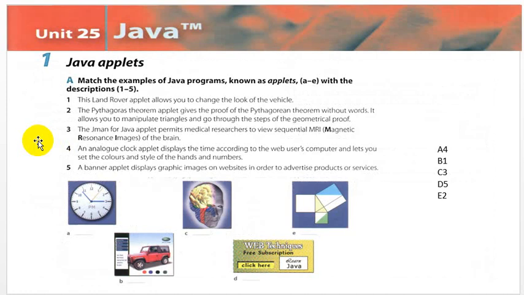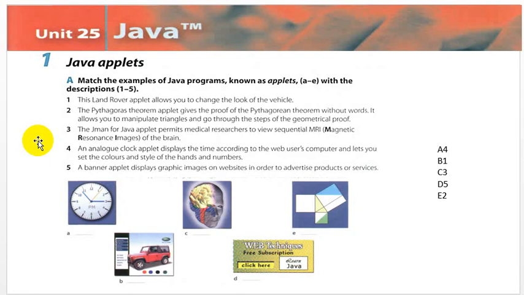Okay, task number 1, Java applets. Match the examples of Java programs known as applets, A up to E, with the descriptions 1 up to 5. See, this Land Rover applet allows you to change the look of the vehicle. That is number 1, letter B.